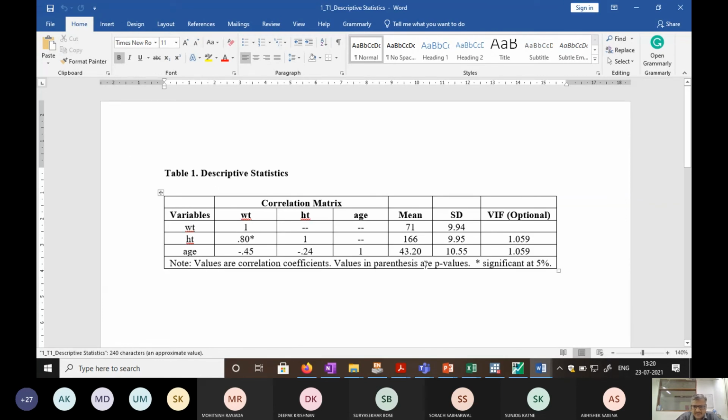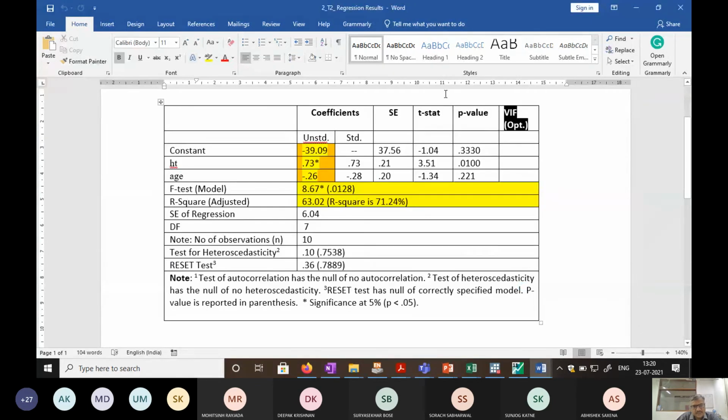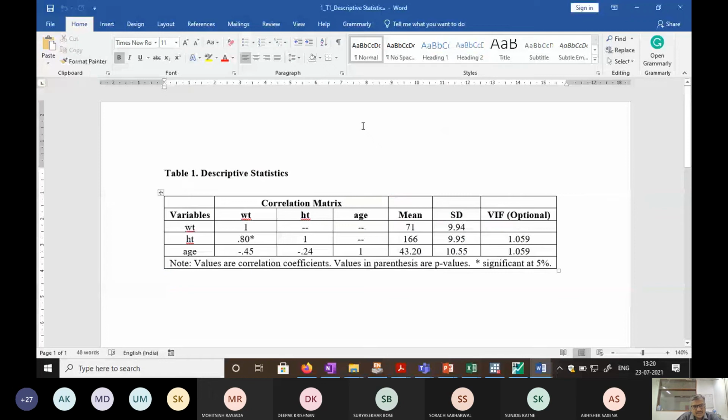Again, this is descriptive. We are having the mean, standard deviation is sigma, mean is nothing but the arithmetic mean, and then correlation coefficients. I'll tell you how to calculate and how to report. Everything I'll discuss with you. VIF you'll understand by the end of the second or next class. I repeat, this is the regression result, this is descriptive.